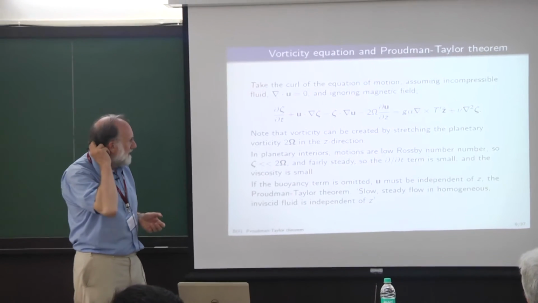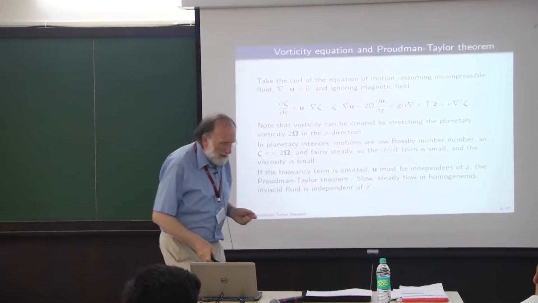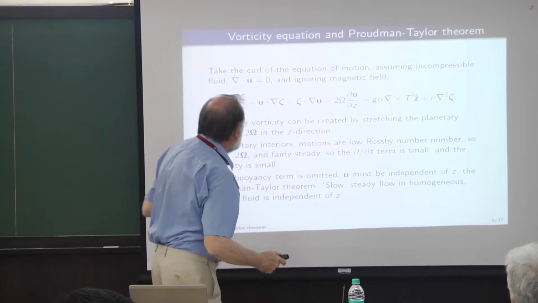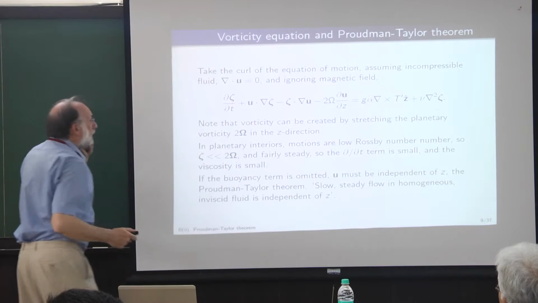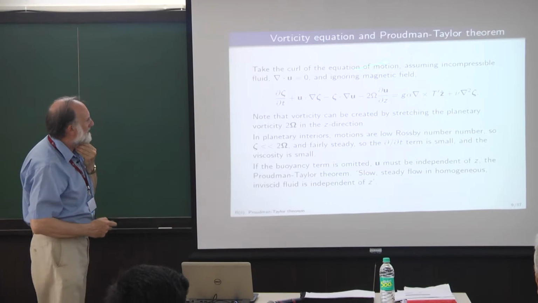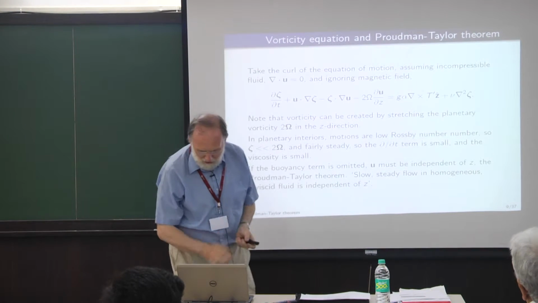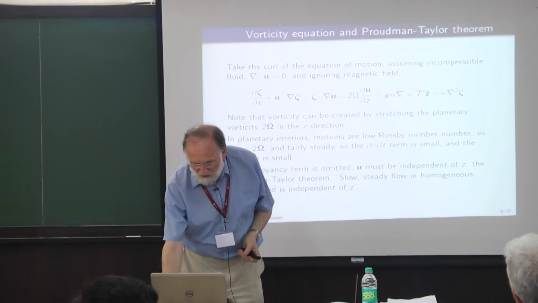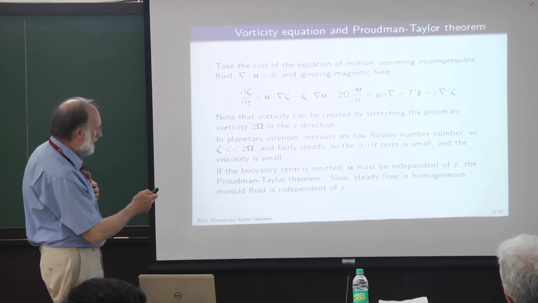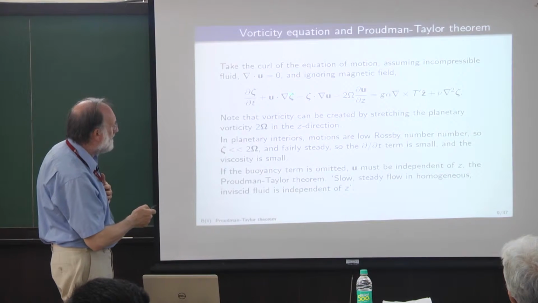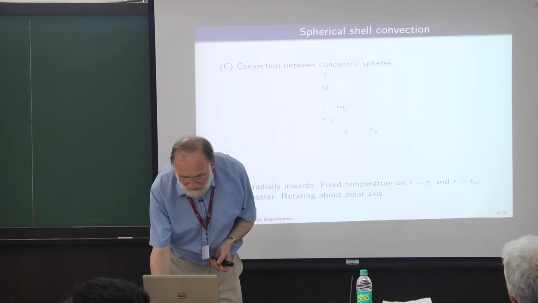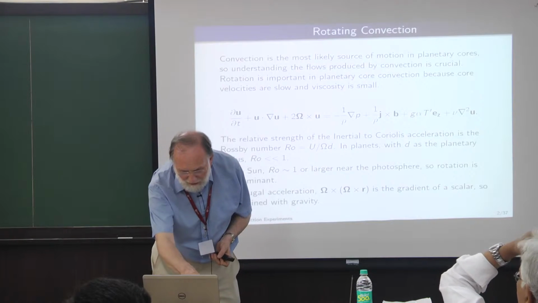Now, in order to explain why the columnar structures appear, it's necessary to do a bit of maths. I'll tell you a bit about the Proudman-Taylor theorem and the vorticity equation. The first thing we do is to take the curl of the equation of motion, and we're going to ignore the magnetic field to start with. That's all we've really ignored. I've just taken the curl of that equation there.